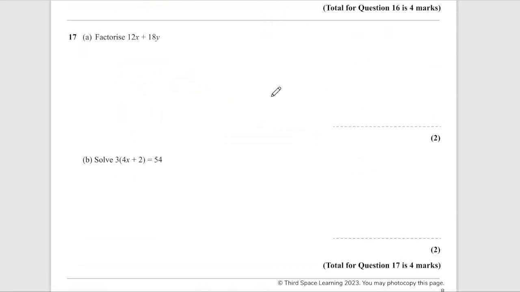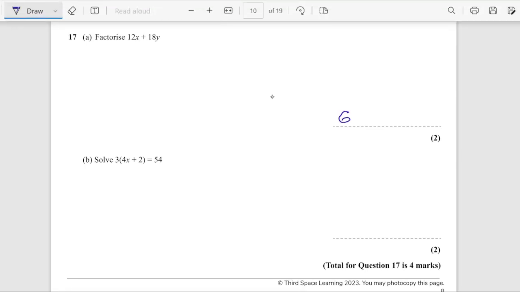Question 17 then, factorize 12x plus 18y. So our highest common factor there is, we've only got a number part in common. They've both got 6 in common. So I take 6 out as a common factor. And then I need to multiply by 2x to get 12x, and I need to multiply by 3y to get 18y.